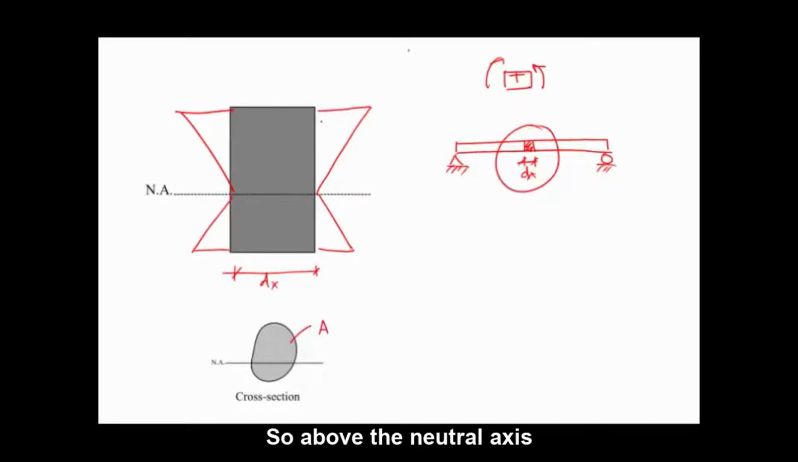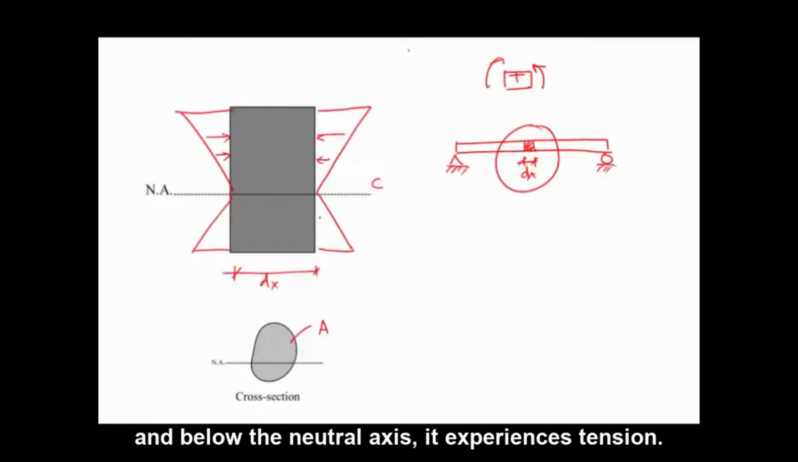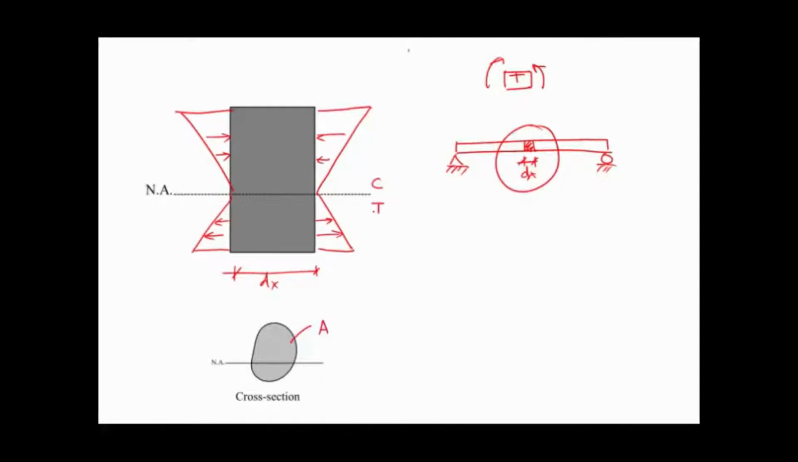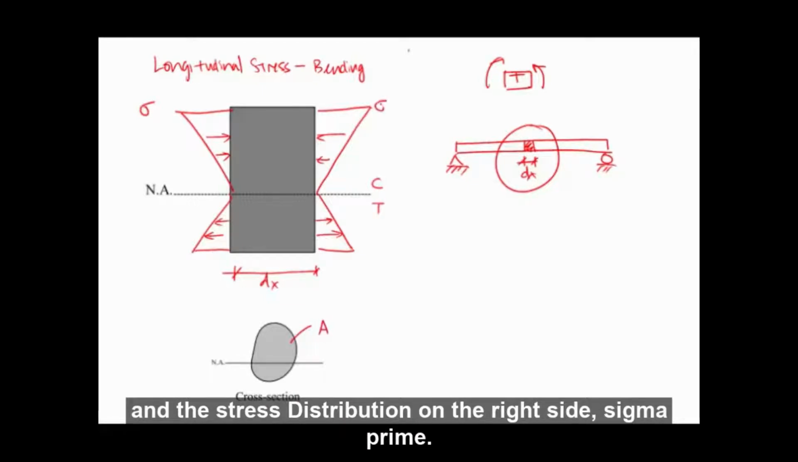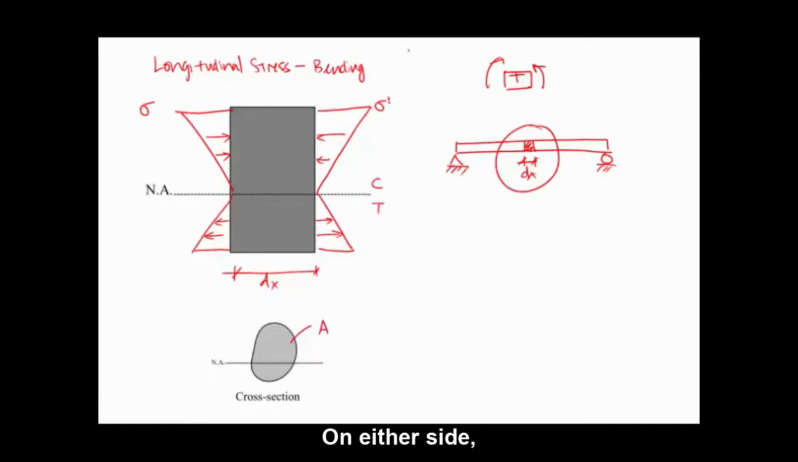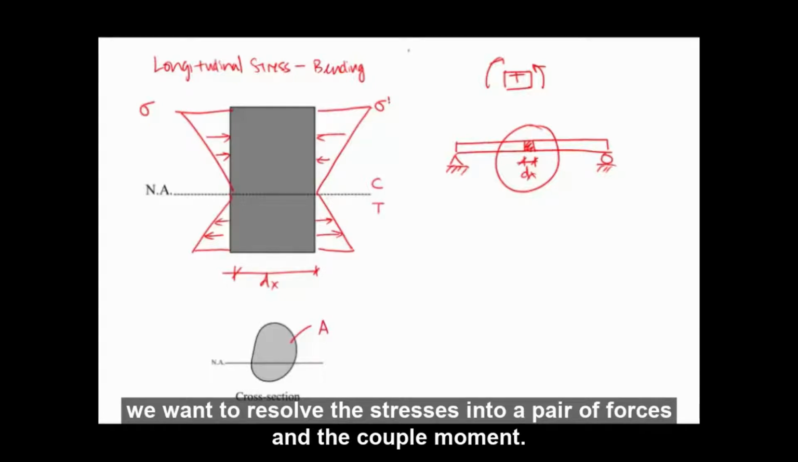So above the neutral axis, this beam segment experiences compression, and below the neutral axis, it experiences tension. So this is the longitudinal stress, and this is due to bending. So let's call the stress distribution on the left side sigma, and the stress distribution on the right side sigma prime. On either side, we want to resolve the stresses into a pair of forces and the couple moment.